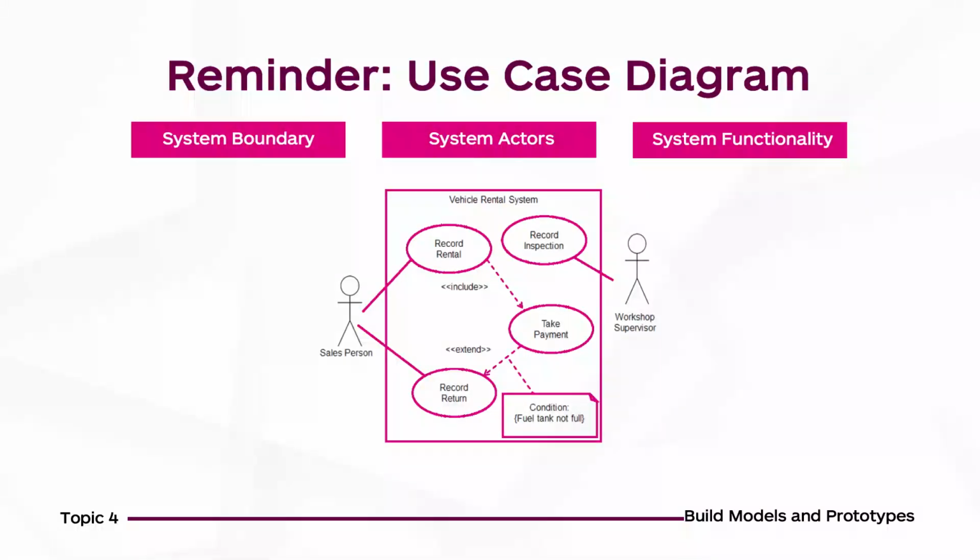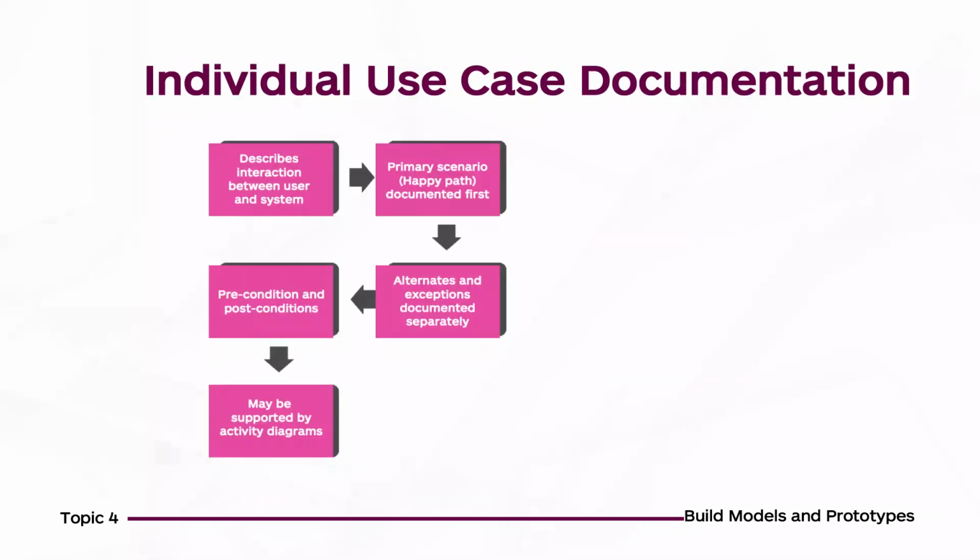Use case example. Here's an example of a use case for the vehicle rental system. The actors are the sales team and the workshop supervisor. The use cases include recording rental details, searching for vehicles, and recording inspection results. You can imagine the sales team logging new rentals while the workshop supervisor checks the vehicle when it's returned. Simple but effective.